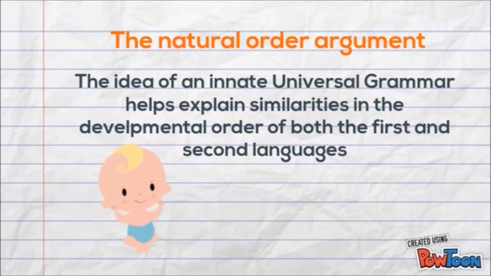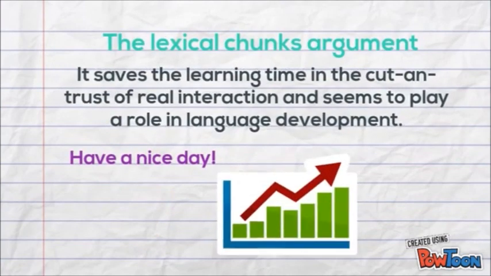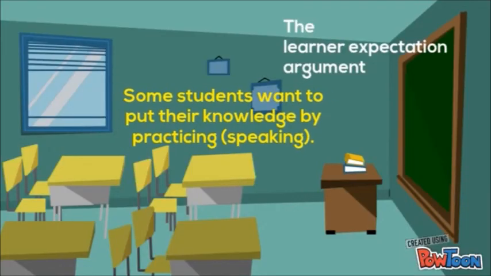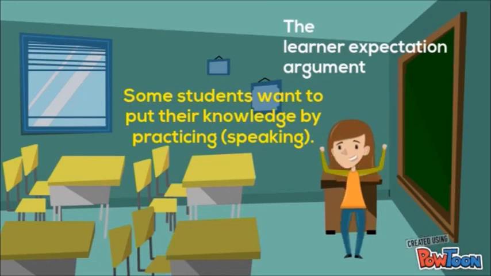It is based on Chomsky, and the idea of an innate universal grammar helps explain similarities in the developmental order of both the first and second languages. Let's look at the phrase "have a nice day." In this chunk, we can replace the word day for "have a nice weekend," "have a nice holiday." So we don't use grammar. Instead, we use chunks. Finally, we have the learner expectation. Some students want to put their knowledge by practicing and not by learning grammar structures.